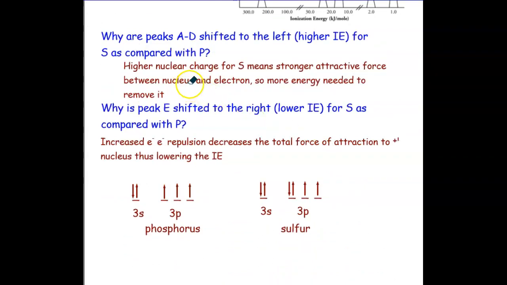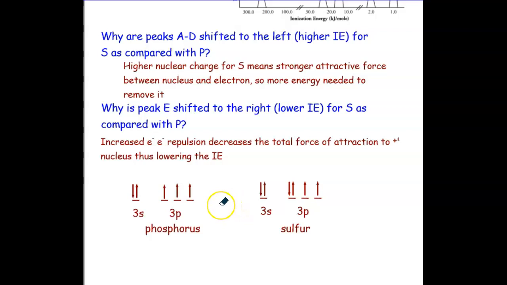Hopefully, you are able to justify the leftward shift of peaks A through D in sulfur with the reasoning that an increase in nuclear charge causes an increase in ionization energy, Coulomb's law. The last peak typically gives people more trouble. Let's take a look at an orbital diagram for the valence shell.